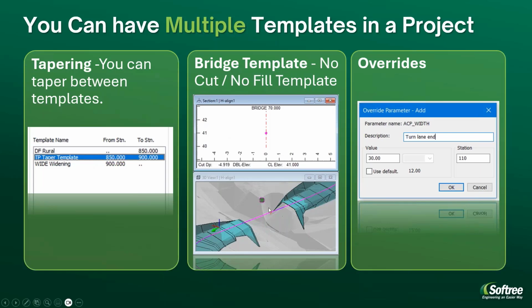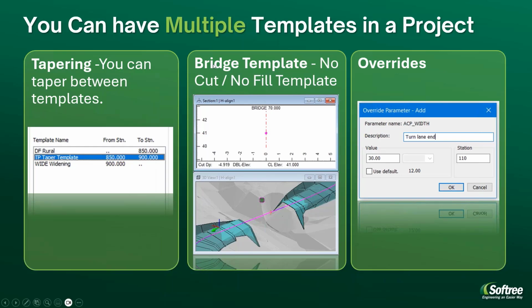One of those is the taper template. Now this one is a default template. It comes in your assign by range list, and it allows you to transition between templates. So in this case, transitioning between a rural one and a widened road, and then you can define the station range that you'd like to have it transition within.